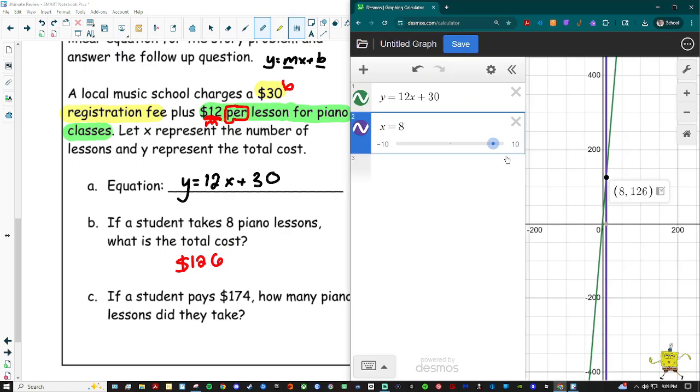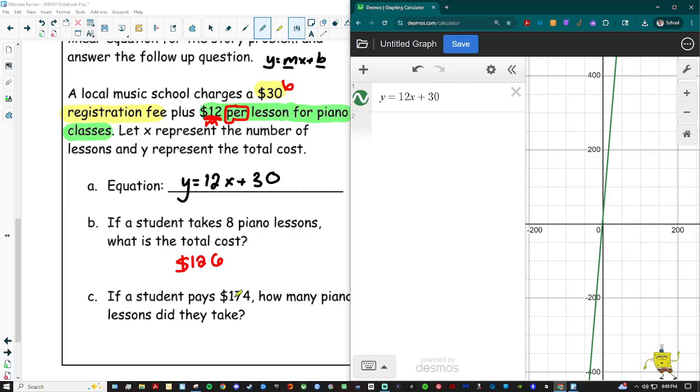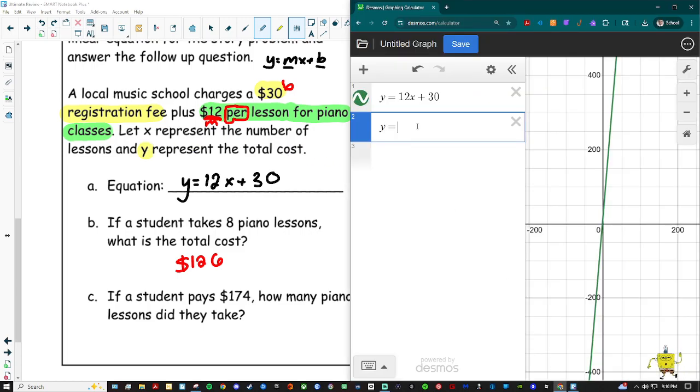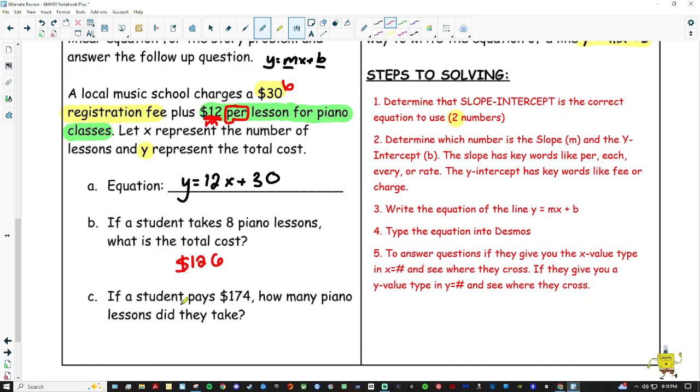The second question doesn't tell me how many lessons. It's telling me a student pays $174, and y is the total cost. So I'm going to type in y = 174 and see where they cross. If I pay $174 for my piano classes, that means I registered and took 12 classes.